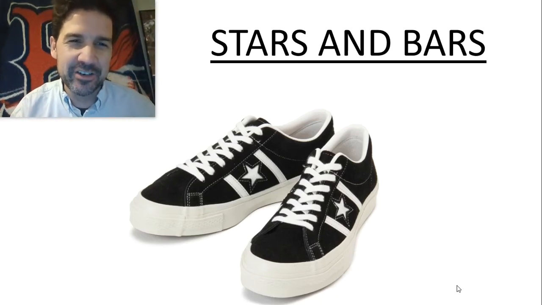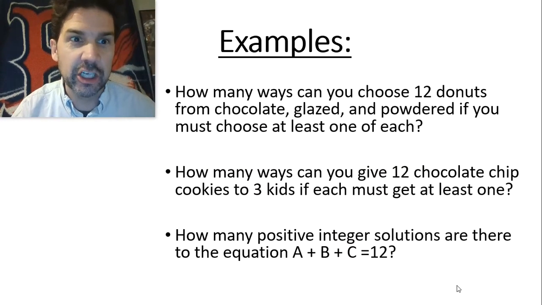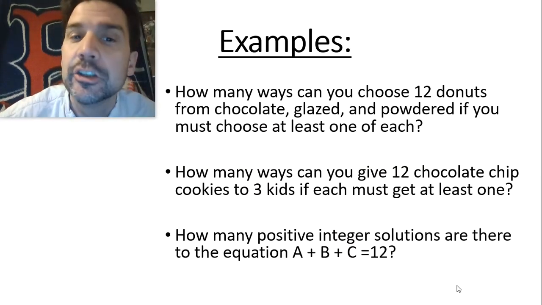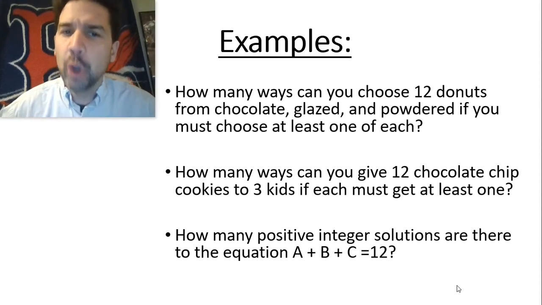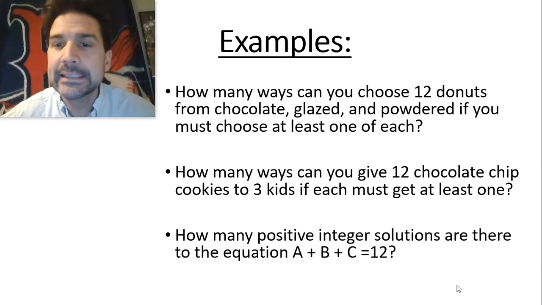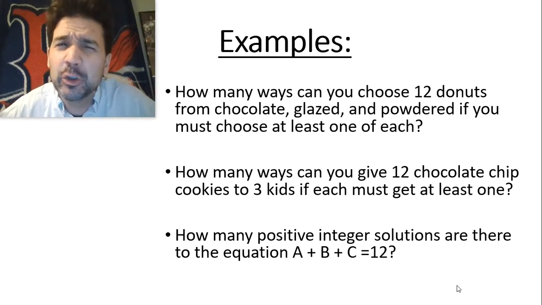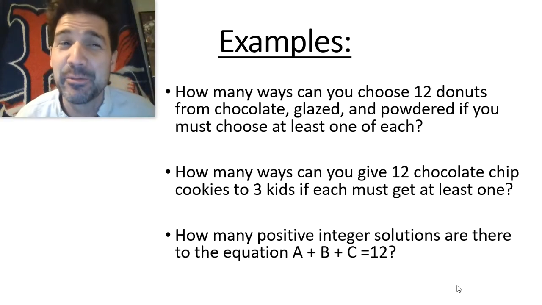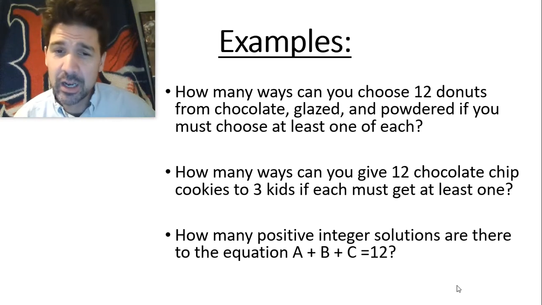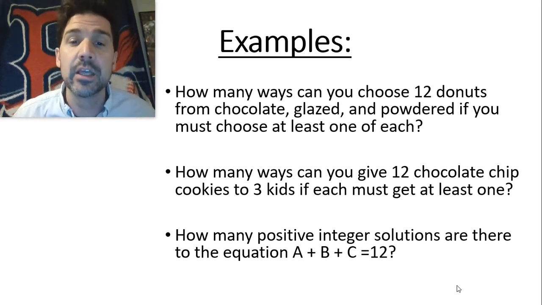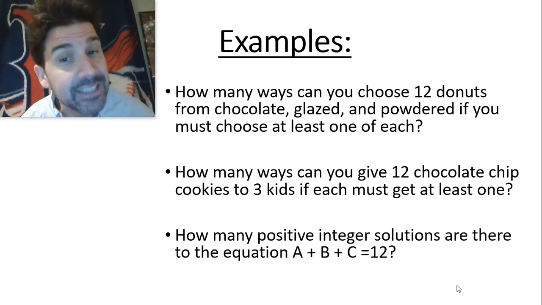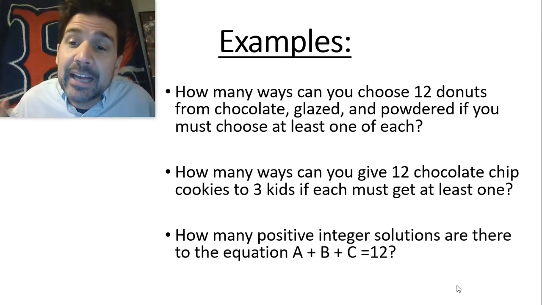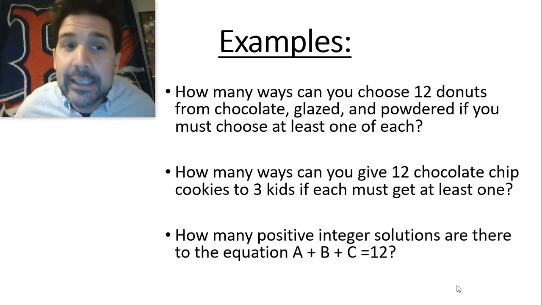You may find yourself in a shotgun shack, or you may find yourself trying to figure out how many ways to choose 12 donuts from chocolate, glazed, and powdered, if you have to choose at least one. And who doesn't have to make this decision every weekend? You may also be asking yourself, how do you give 12 identical chocolate chip cookies to 3 kids if you have to give at least one to each? Because that's mean to give somebody none.